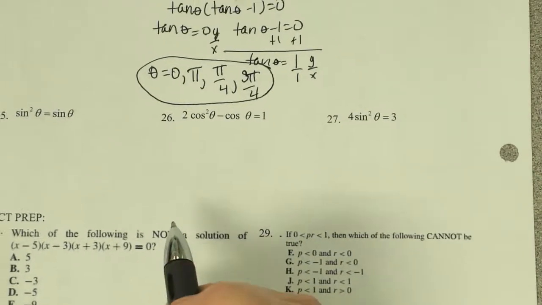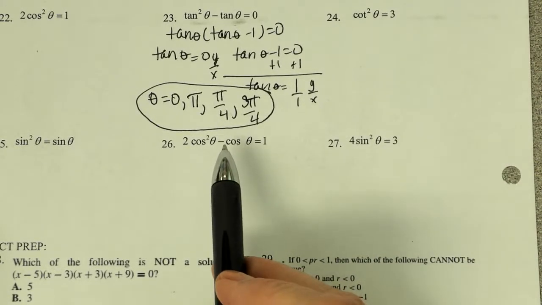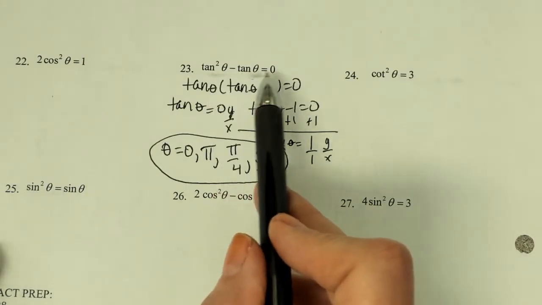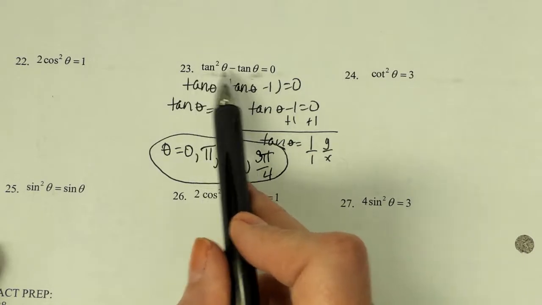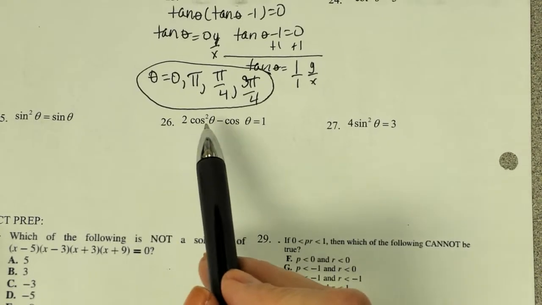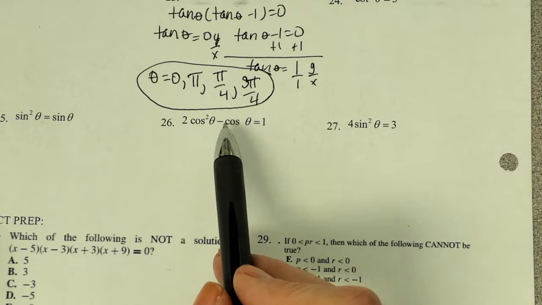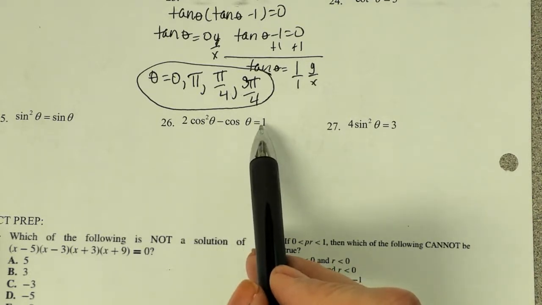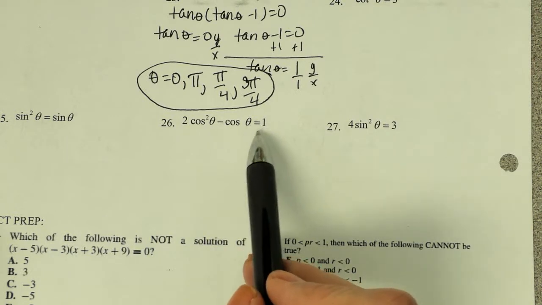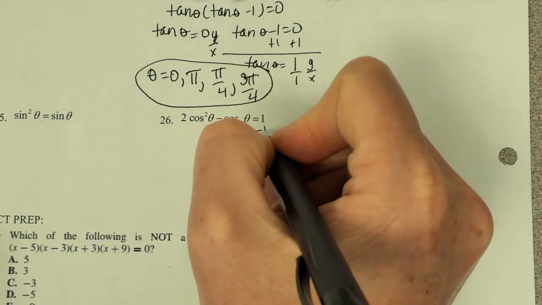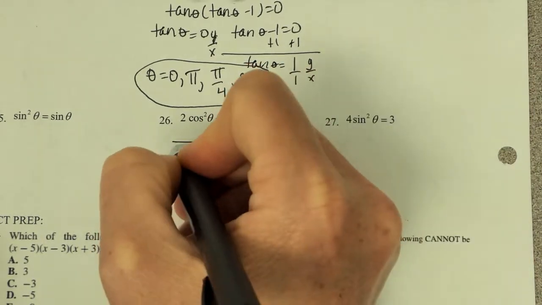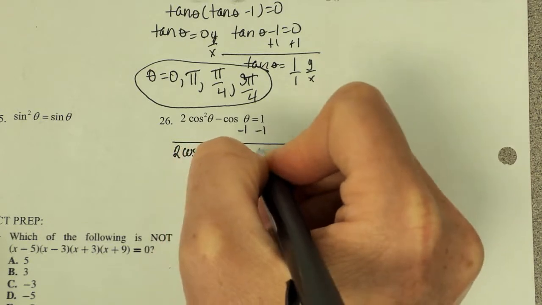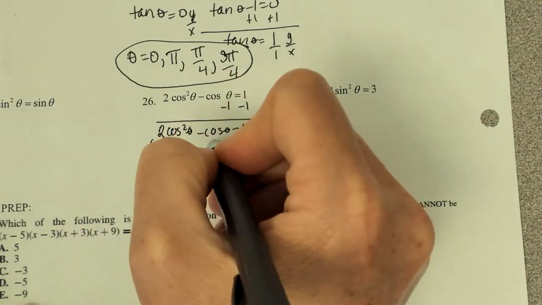All right. We're going to do one more, number 26. So 26 is a little bit different. See how on this one it was set equal to 0, so we factored out a tangent? Here's what I see people do. They're like, oh, okay, I'm going to factor out a cosine. Nope, can't do that. If we don't have it equal to 0, if it's equal to any other number, we have to subtract this over and factor. So I'm going to have to subtract 1. So I have 2 cosine squared theta minus cosine theta minus 1 equals 0.